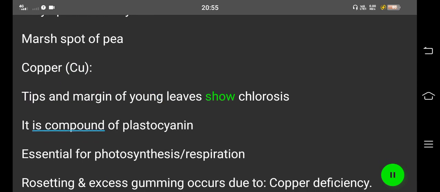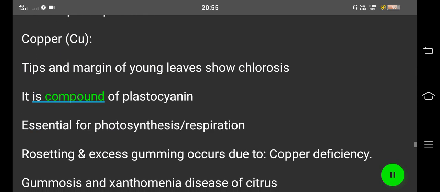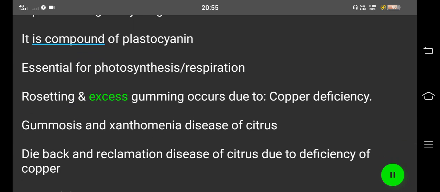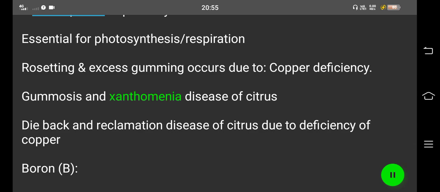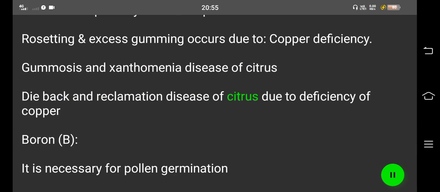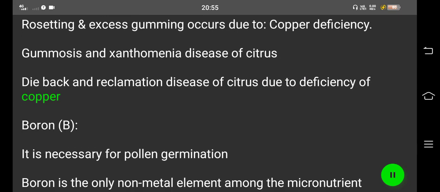Copper, Cu. Tips and margins of young leaves show chlorosis. It is a component of plastocyanin. Essential for photosynthesis and respiration. Rosetting and excess gumming occur due to copper deficiency. Gummosis and xanthomonas disease of citrus. Dieback and reclamation disease of citrus due to deficiency of copper.